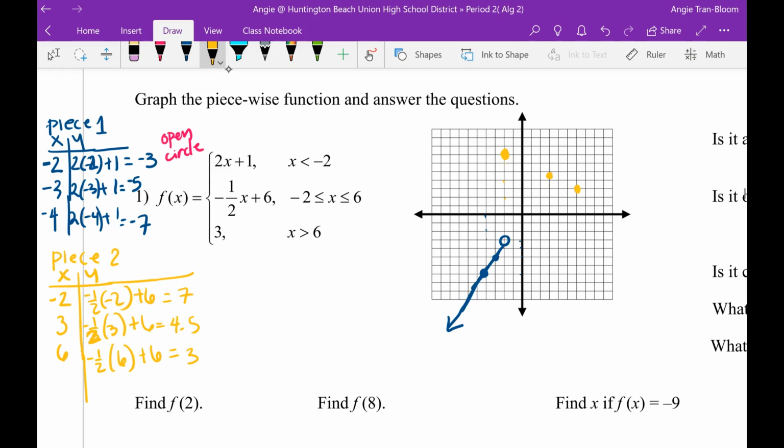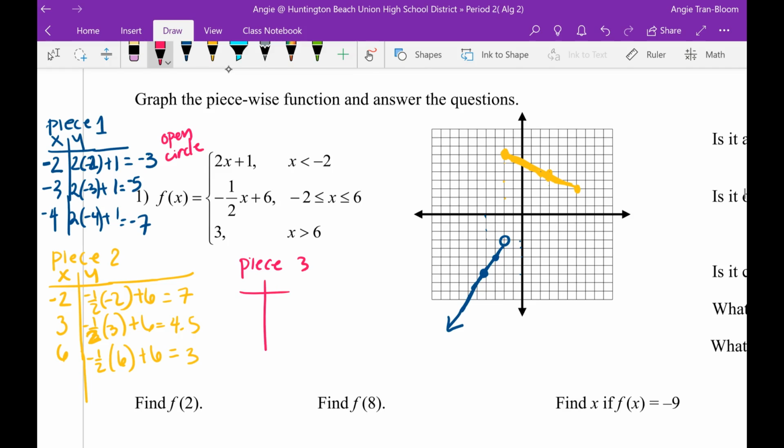Okay. Do I make a line through those 3 points? Or just a segment? Do we make a line or a segment? Just a segment, okay? Remember, the second piece does not allow for X to go on forever. It just said from here to there. How many more pieces do we have left? 1, piece 3.